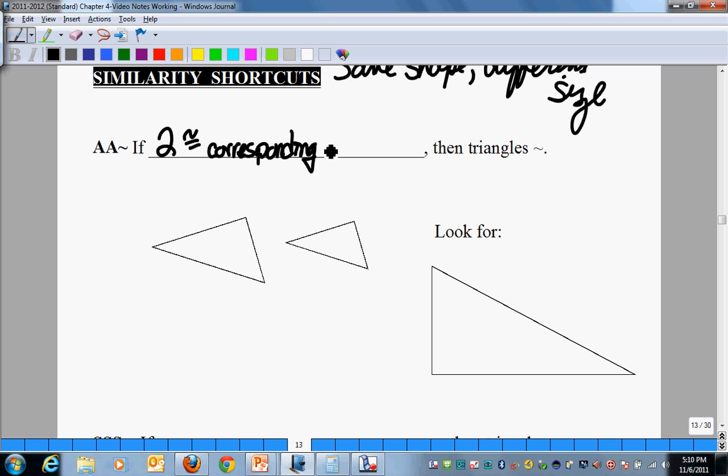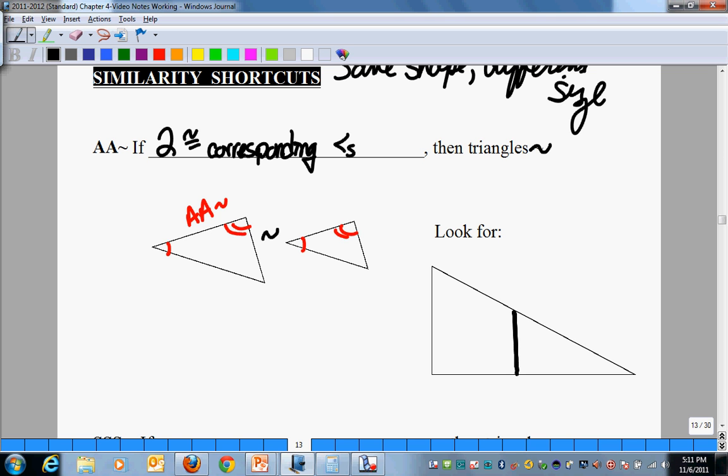corresponding angles, then the triangles are similar. 2 congruent corresponding angles. That would be something like this. A pair of angles and another pair of angles. We have 2 pairs of angles which are congruent. That forces the triangles to be similar. Again, not congruent, but the same shape but different size. That means similarity. One of the most common illustrations of this is if you have overlapping triangles.